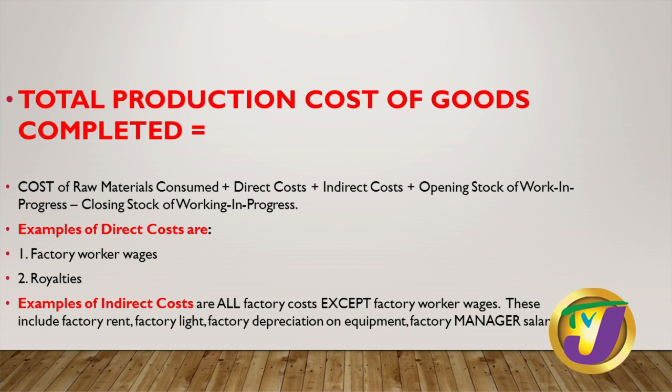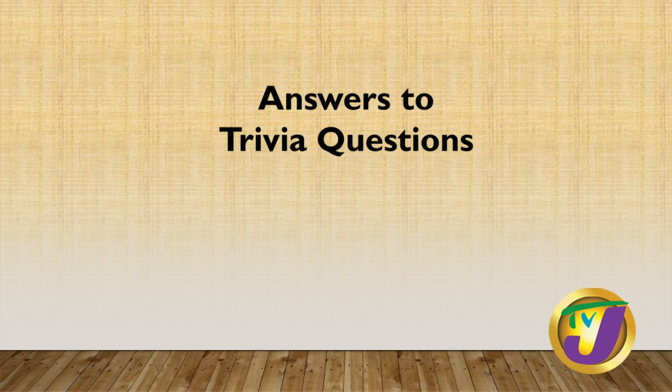Secondly, we learned that examples of our direct cost are factory worker wages as well as royalties. Examples of our indirect cost, students, are those that are related to the factory, except factory worker wages. Also, remember that we have three types of stock to consider when doing the manufacturing account: stock of work in progress, stock of finished goods, stock of raw materials.